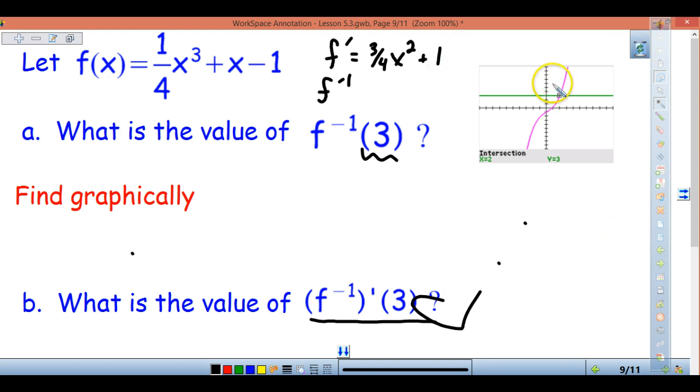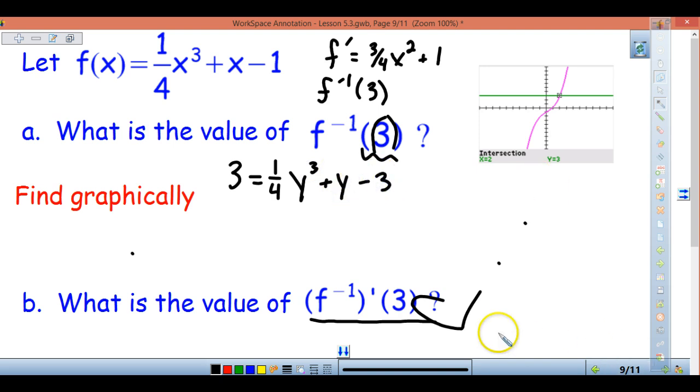I need to know f inverse of 3 as well. That's what they're asking right here. So what that means is I need to know this is no longer an input, it's becoming an output. So essentially, this is what we're asking: at what y value is this? Or at what input it's switching has an output of 3.